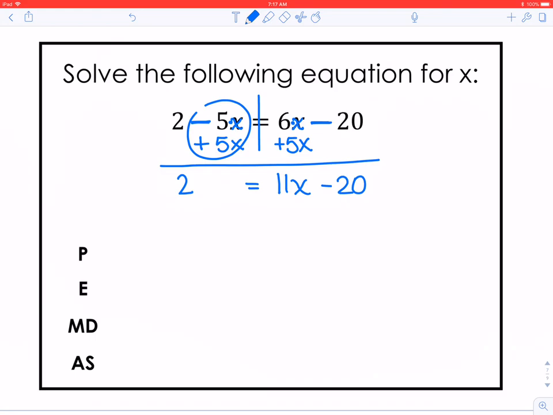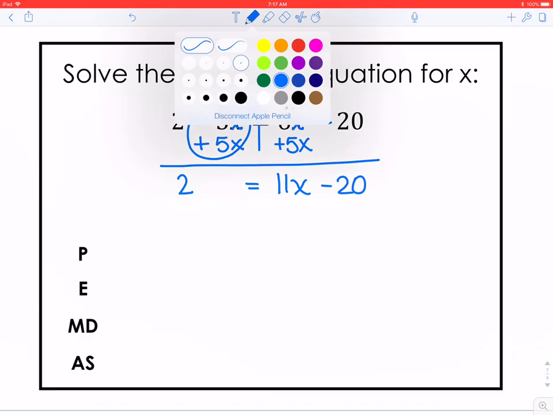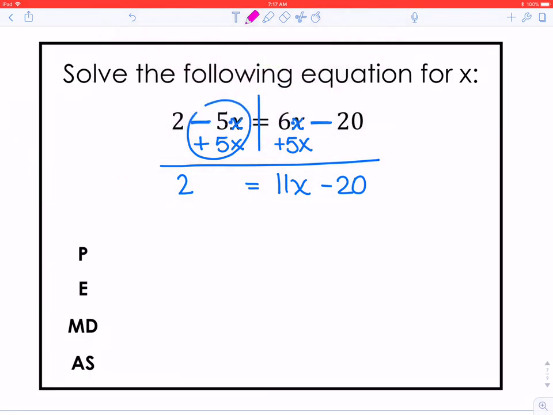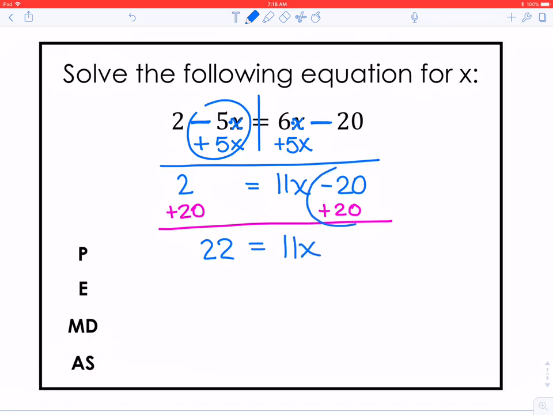So in this case, I would want my constants to be on the left side. What's out of place? This negative 20. Inverse of subtraction is addition. So add 20, add 20. And then let's update and see what our scale says now. 22 is equal to 11x plus 0.